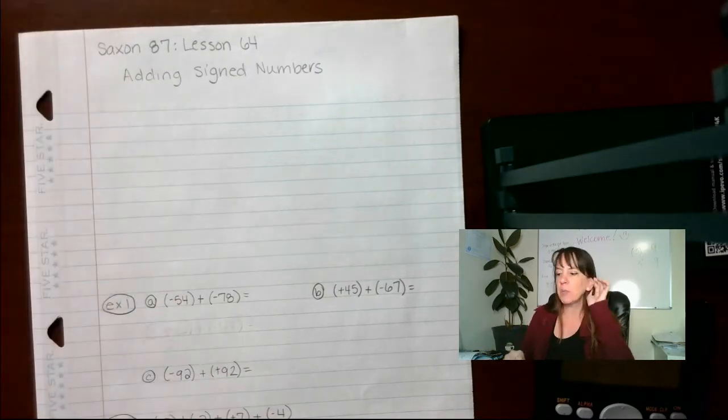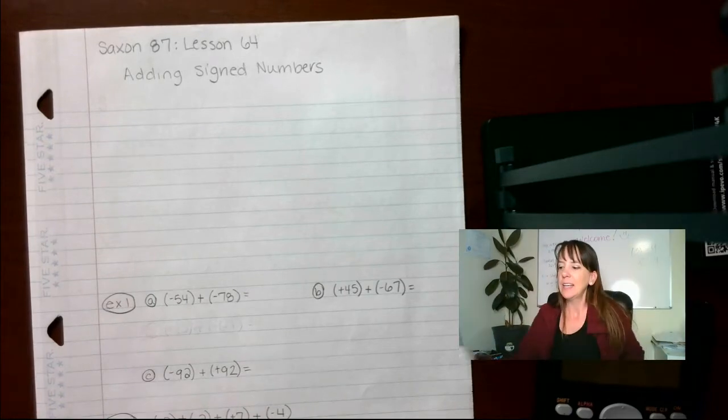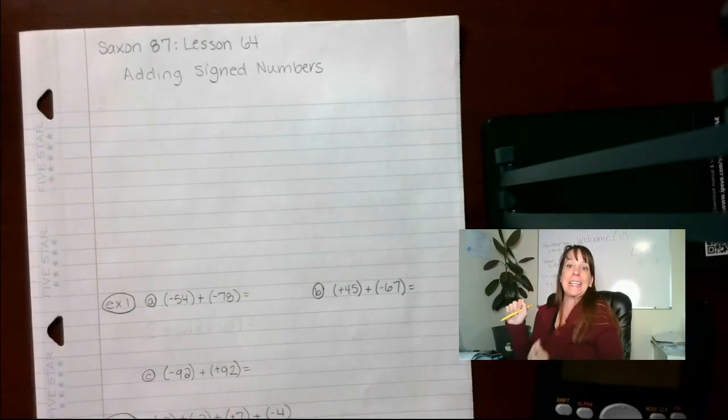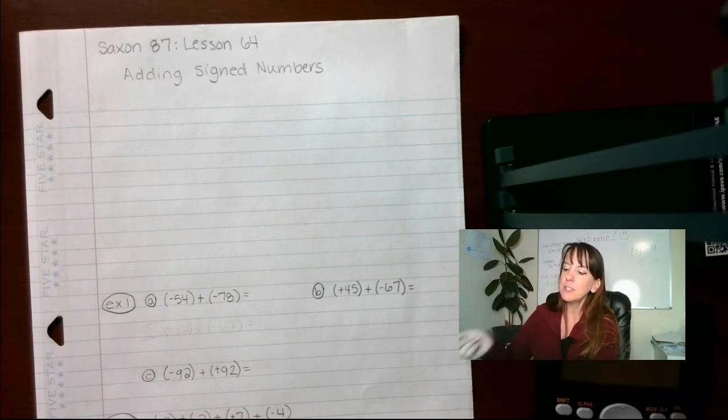Hi guys, welcome back. We're talking today, second edition, Saxon 8-7, lesson 64. We're talking today about adding signed numbers, and by signed numbers, we mean positive and negative numbers. Let's do a quick refresh.